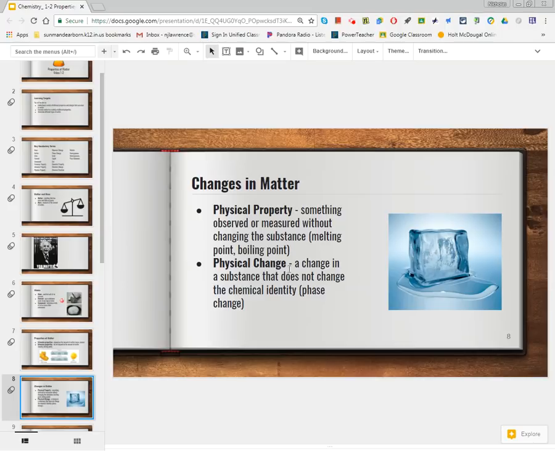So a physical change then is when we can manipulate or alter that substance, but yet even though it changes, it is still the same chemical. And again, the example is if I have water, if I have H2O, I can freeze it even though it changed physical phases. It went from a liquid to a solid. That was a physical change because it is still water at the end of the day.